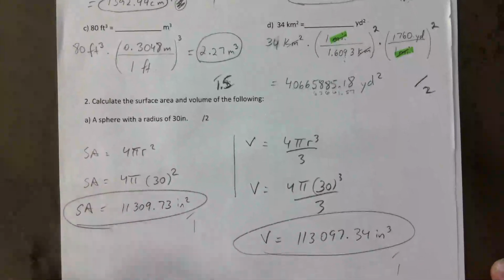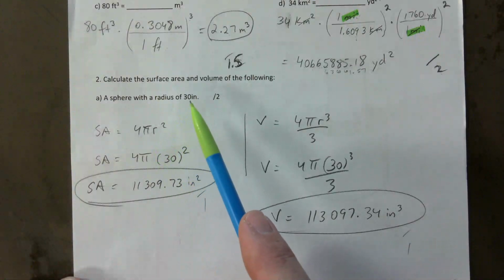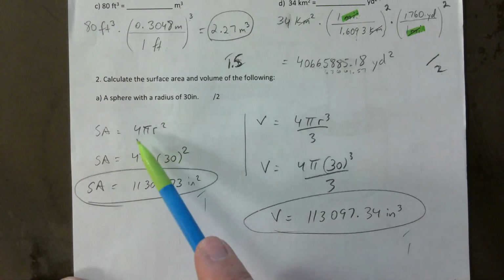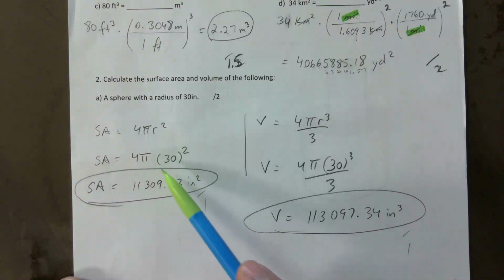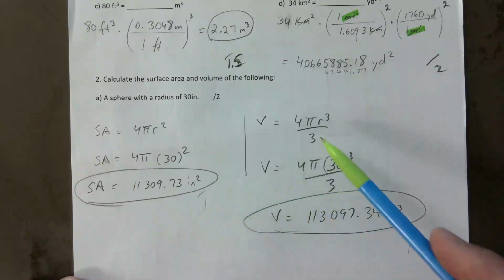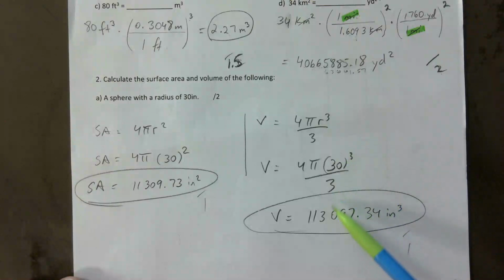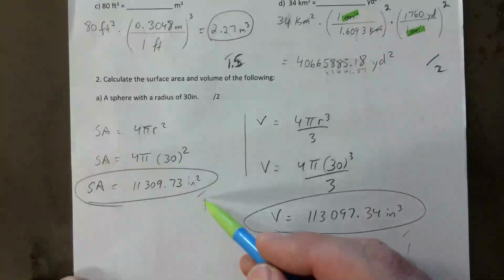Two should have been pretty straightforward. Just plug in. So if the radius is 30, the surface area is 4 pi r squared, and you get that. I give you a mark for that. For the volume, it's just 4 pi r cubed divided by 3. You get that. You get 1 mark for each. That's it.